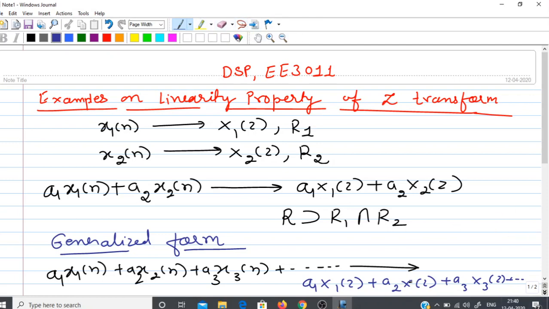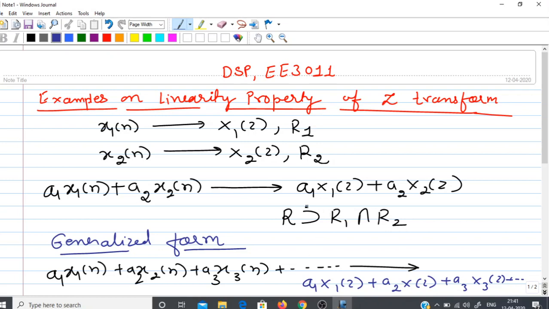X2(z). And what about the ROC? ROC would be at least R1 intersection R2. So I can say the ROC R will contain the common region between R1 and R2, and it means that this ROC could be greater than the common region between R1 and R2.